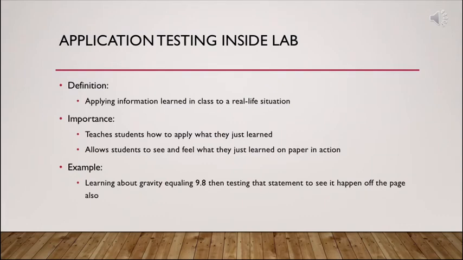An example of this is learning that gravity equals 9.8, but then testing the statement to see it happen off the page. This can happen by dropping a ball and figuring out how long and what the acceleration is as the ball reaches the ground. Some teachers, especially in the STEM programs, can use this as a testing mechanism.